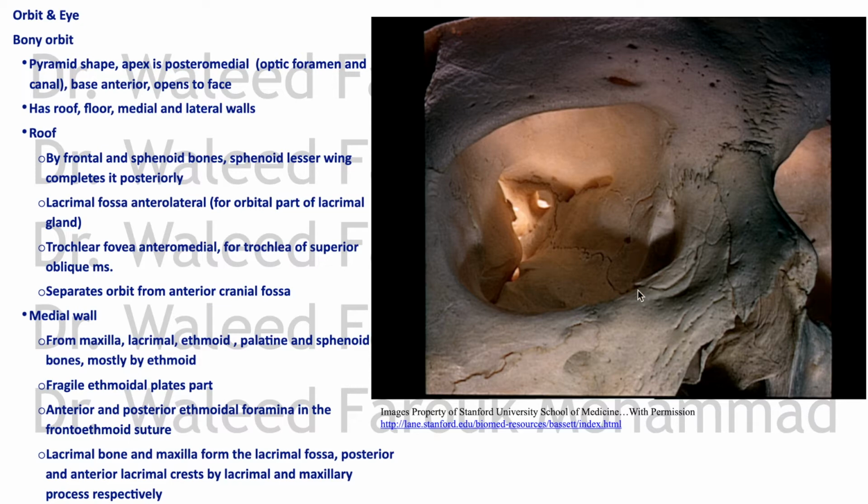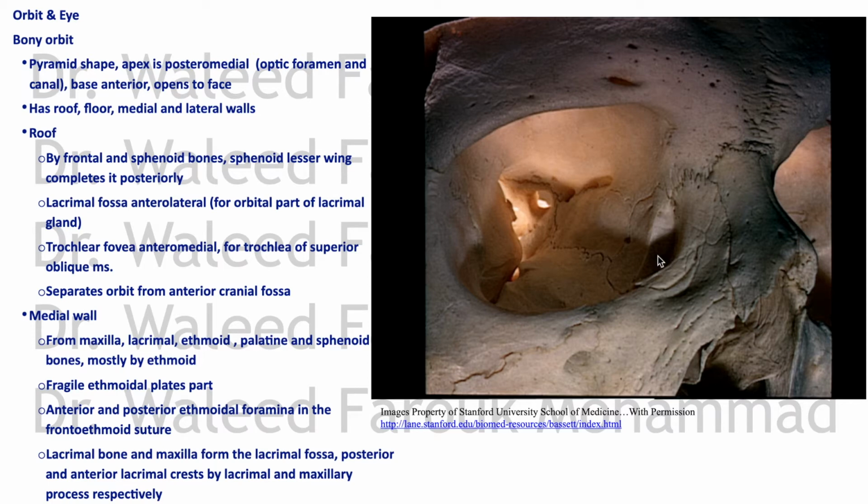The common mistake here is that many think the fossa is for the lacrimal gland. No, it's for the lacrimal sac, just a sac that collects the tears produced by the lacrimal gland in the upper lateral area of the orbit. So don't get confused. This is a very common mistake.